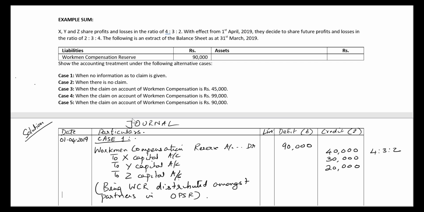So in this particular case, there will be no claim which is shown in the liability side of the reconstituted balance sheet, and since the reserve has already been distributed, the reserve will also not appear on the liability side of the balance sheet.